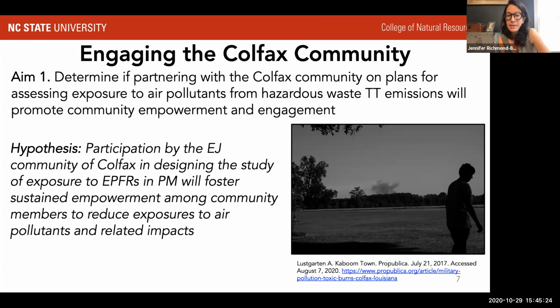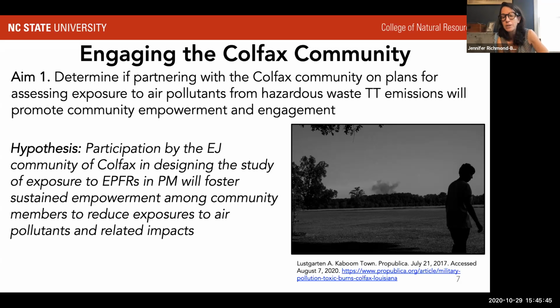So our aim is to engage the Colfax community, our first aim of this study, and we want to determine if partnering with the Colfax community on plans for assessing exposure from hazardous waste thermal treatment emissions will promote community empowerment and engagement. And we hypothesize basically that it will.